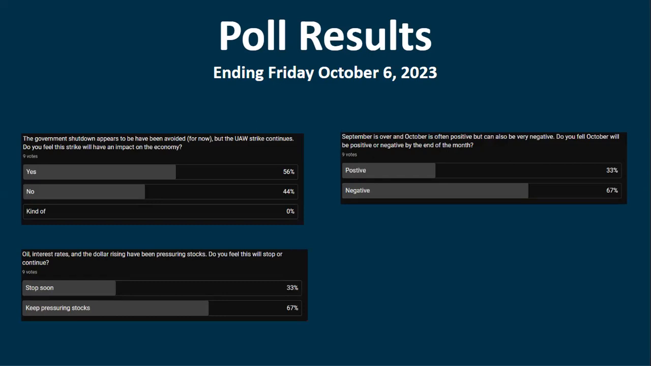Do you feel October will be positive or negative by the end of the month? 33% said will be positive, 67% said negative. And there is something to be said for that. I'll go through some of the seasonality charts later, where we might get a little bit of a bump as we come into the middle part of October, but on an average basis, and looking at this historically, yes, we often see some weakness, especially during a pre-election year going into the latter part of October.